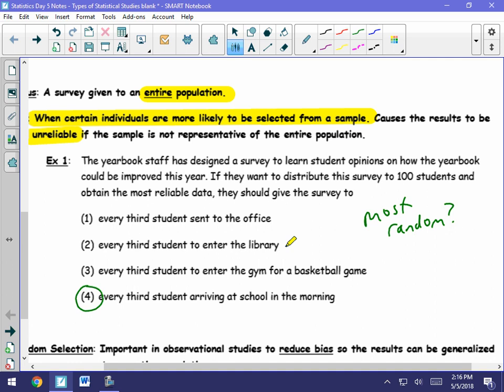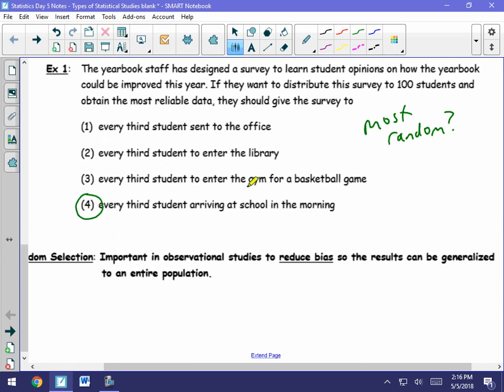Every third student to enter the library, and there's a commonality there. Every third student to enter the gym for the basketball game, same thing. But every third student arriving at school in the morning, out of all these choices, this is the most random that you would get. And the more random it is, the less bias you have, and that's going to make your study be better.